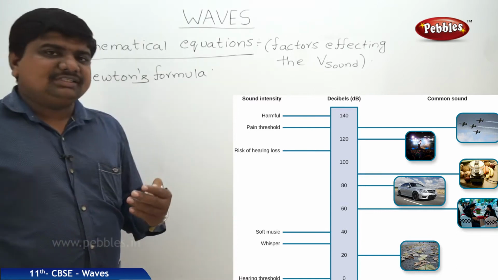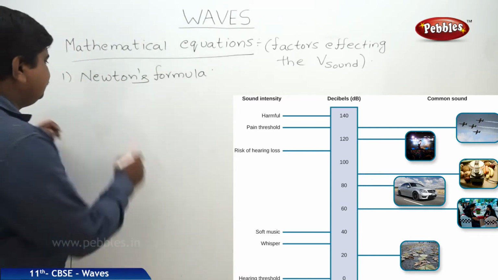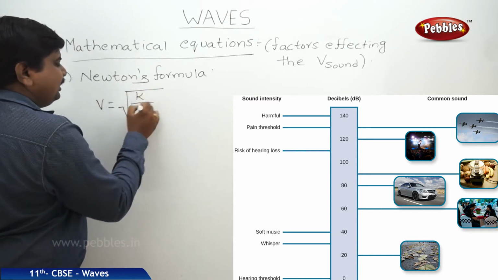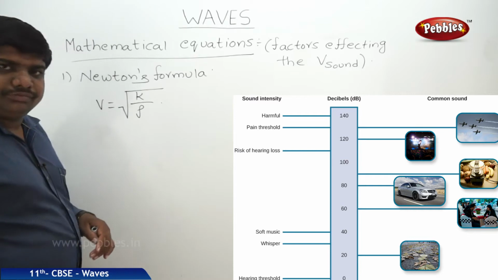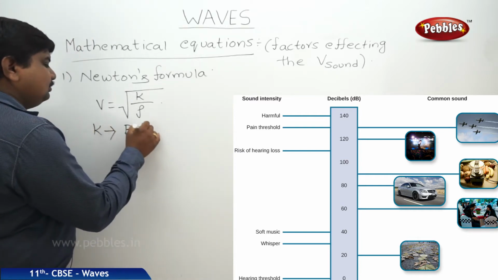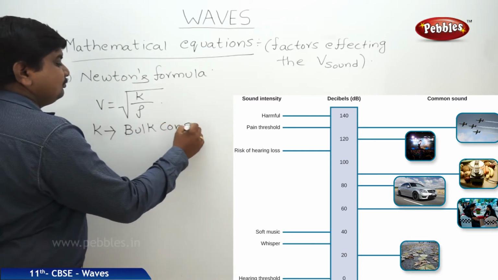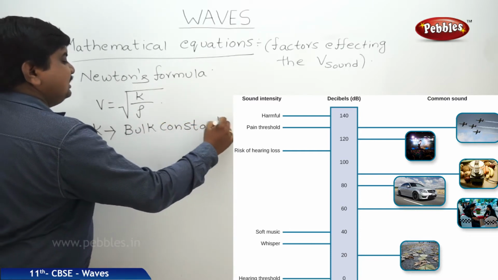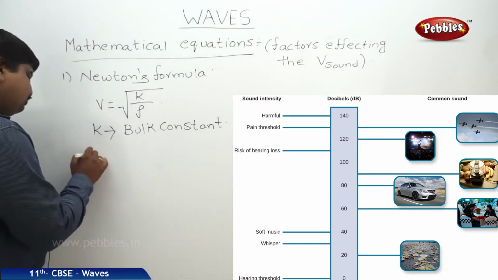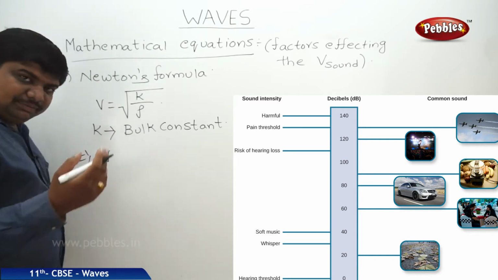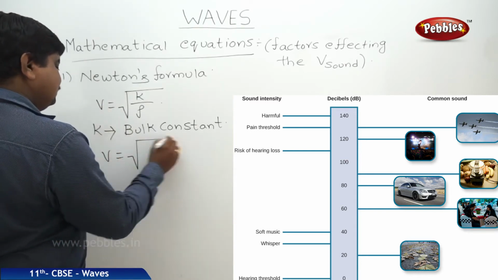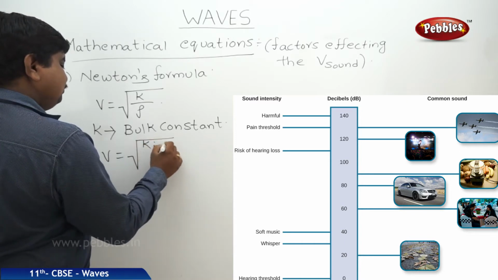Previously, in case of solids, we have discussed the speed of sound. That is, V is equal to square root of K by rho, where K is the bulk constant. For solids, it was there. We have discussed it in the previous classes. So, for an isolated medium in isothermal conditions, it will be written as square root of K isothermal by rho.